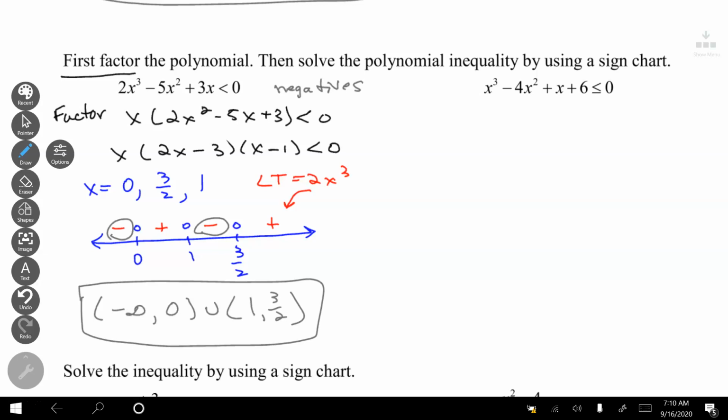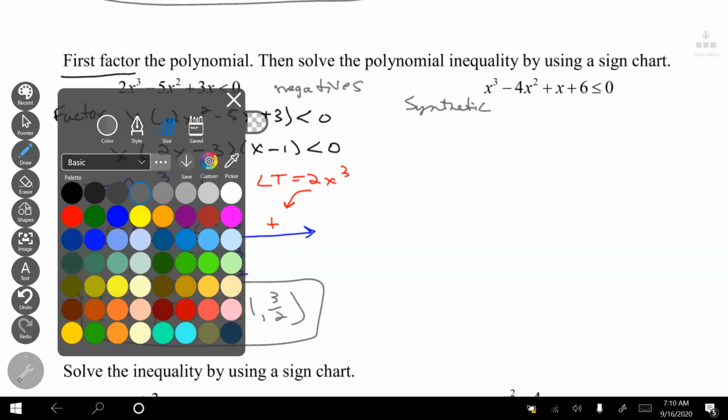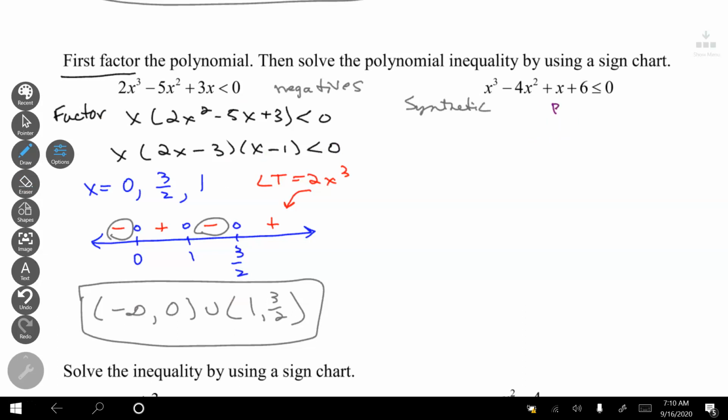Okay, this next one, I gotta factor it. Oh, I can't take an x out. So I better do synthetic division. My p's over q's, I'm going to erase that. I'm going to draw in a different color. My p's over q is going to be the factors of 6: 1, 2, 3, 6. And then my factors of 1, because there's a 1 up here. Well, what should I try first? I'm going to try 2 first. I'm going to stay away from the 6. I'm going to try 2.